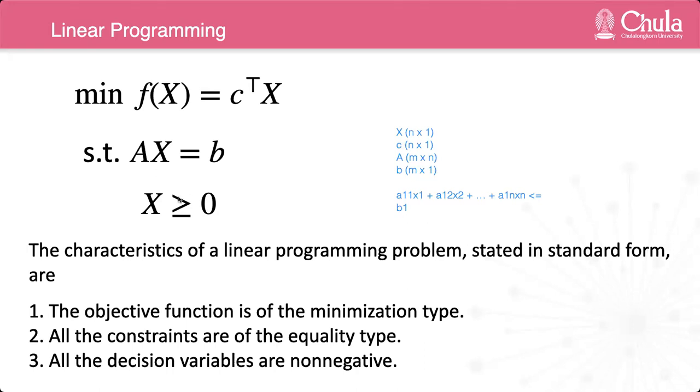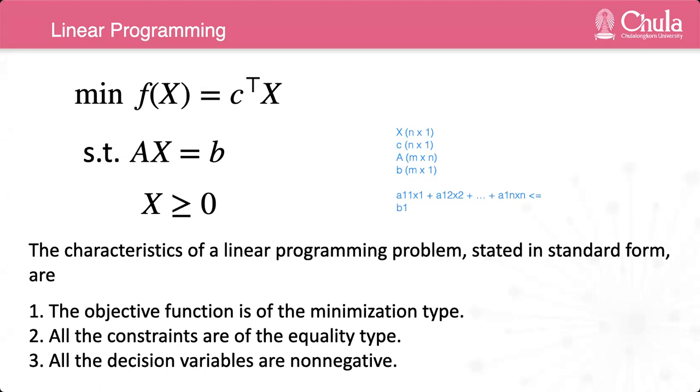In some cases, you don't have a restriction for some variable. For example, one variable doesn't have a sign. It can be negative or positive. What to do? How can we transform it to the standard form?